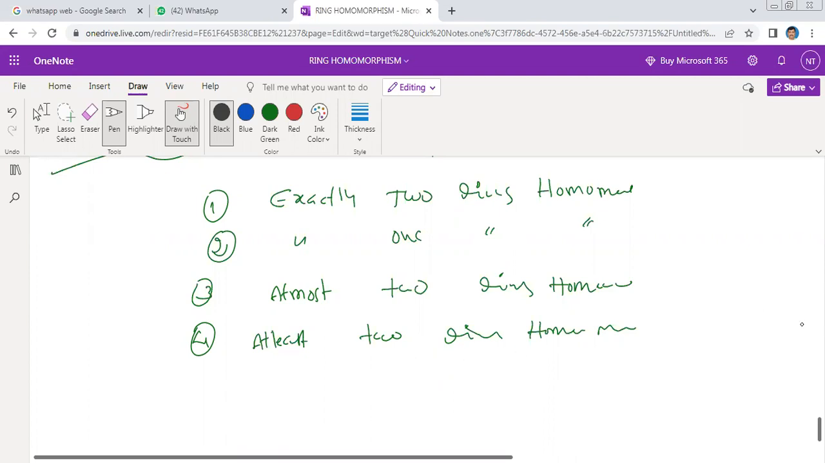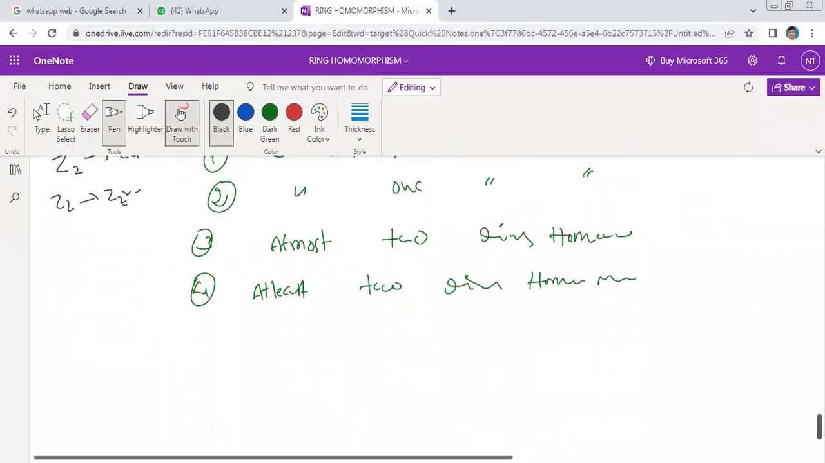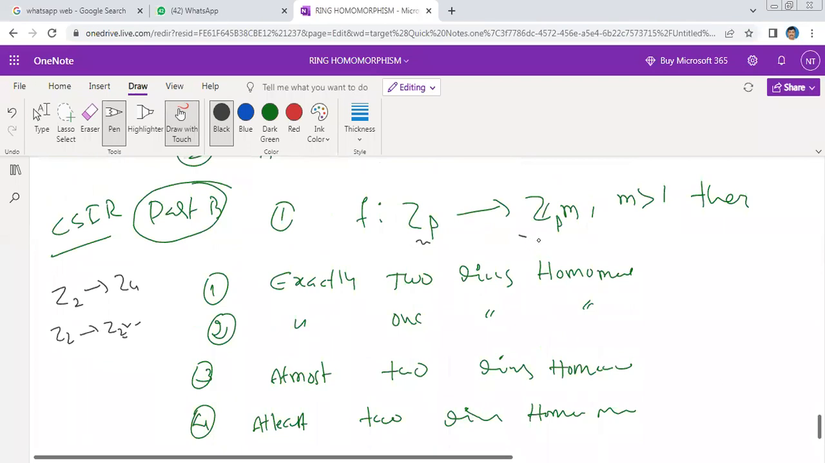Yeah, this is the question. It is a very beautiful question; if you think carefully, it comes easily. You can take an example: since p is prime, Z2 to Z4, that is Z2 to Z2 squared, a prime power with m greater than 1. Right. You see, my codomain Z_p^m, is it a field or not?